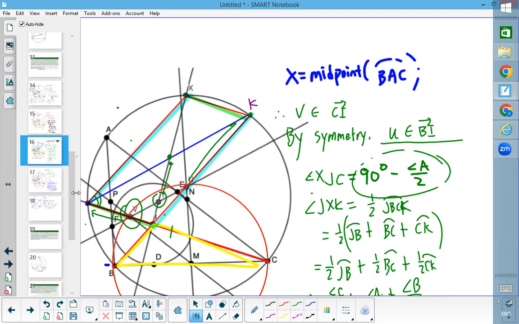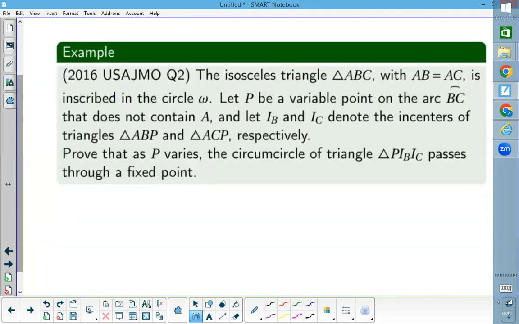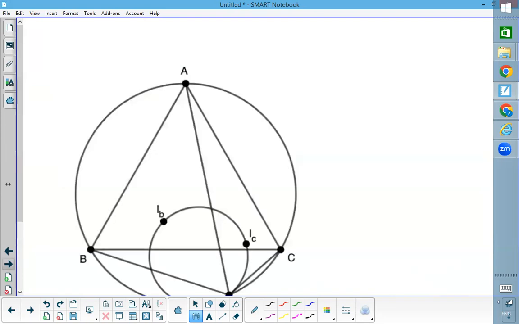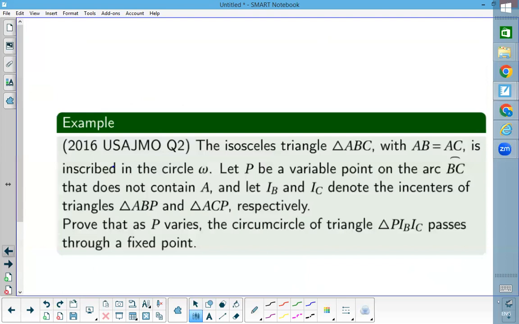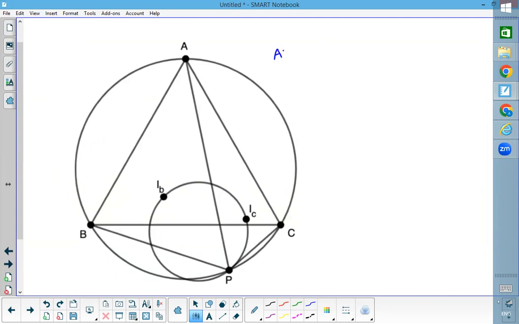Let's take a look at the next example. The next example is this problem from the 2016 USAJMO, question 2. The idea is very similar to the previous problem. So let's look at this problem. What do we have? We're given that ABC is an isosceles triangle, with AB equal to AC, inscribed in the circle omega. So here we're given that AB equals AC.